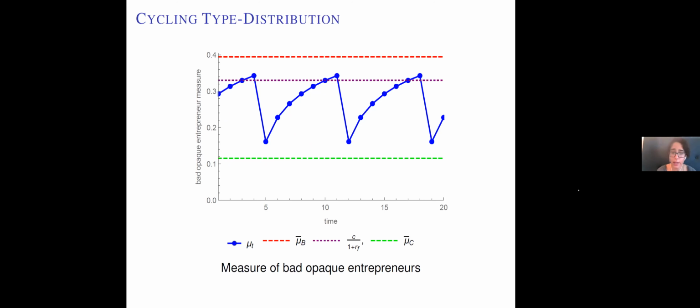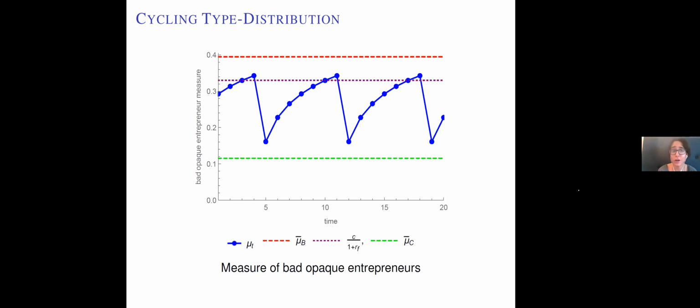So the green line is the fraction of bad opaque entrepreneurs in a hypothetical steady state where every investor is cautious, and that's low because basically bad entrepreneurs never get financing. The red line is the fraction of bad opaque entrepreneurs in a hypothetical steady state where every investor is bold, and that's high because some bad entrepreneurs get financing. The purple line is the threshold of switching.